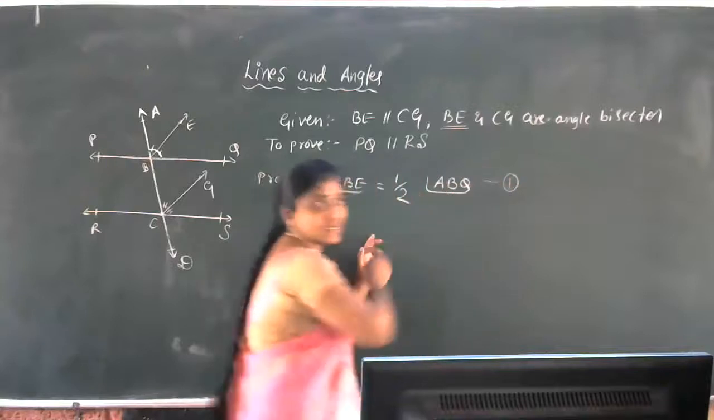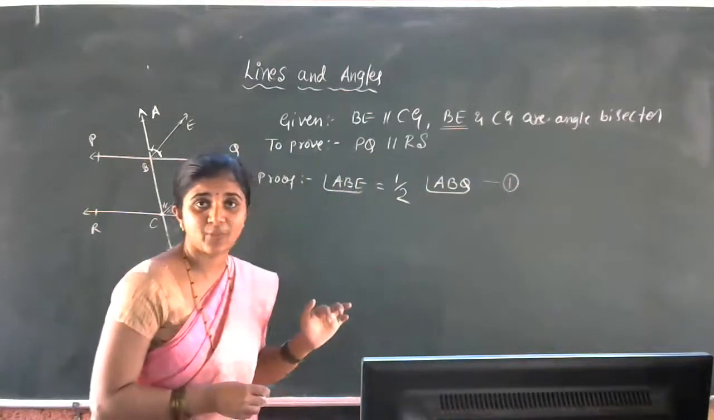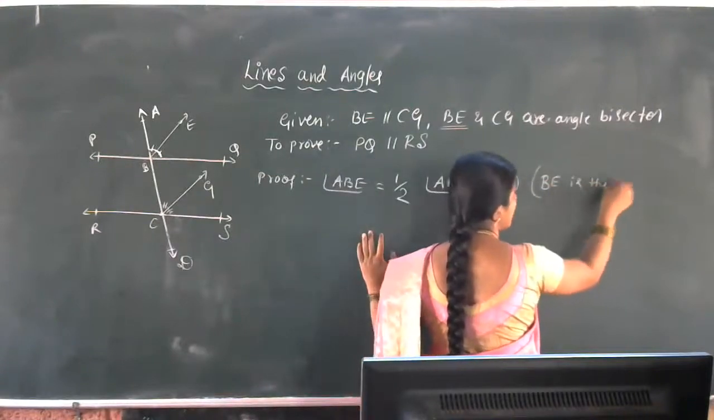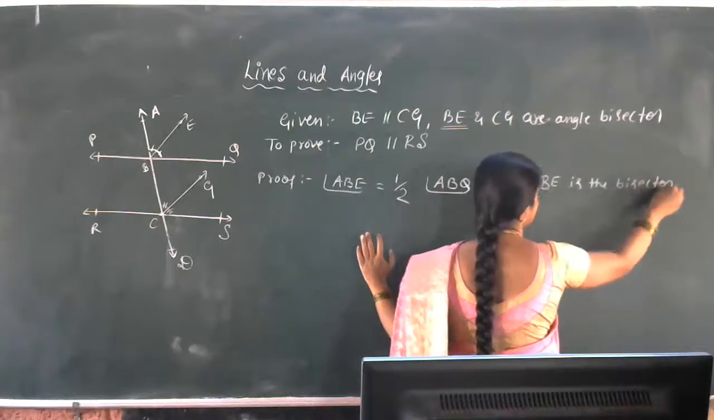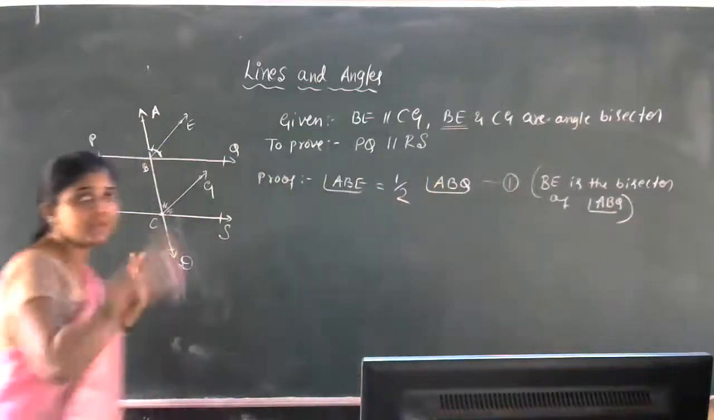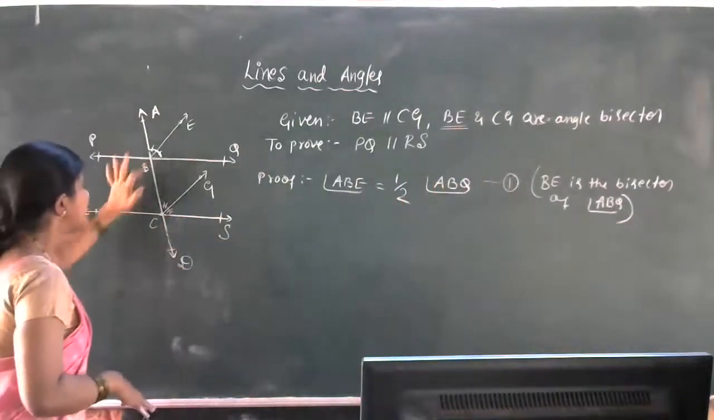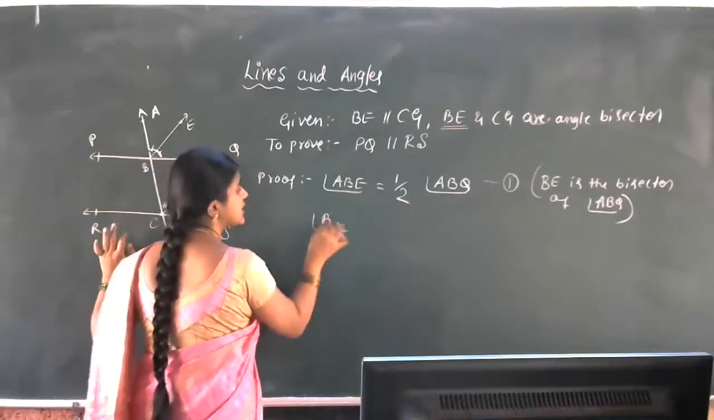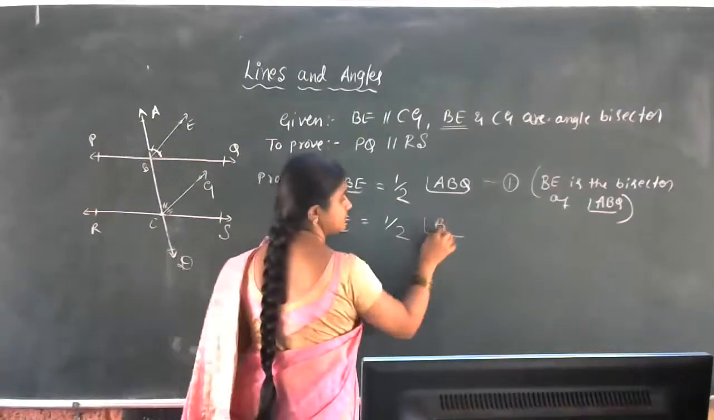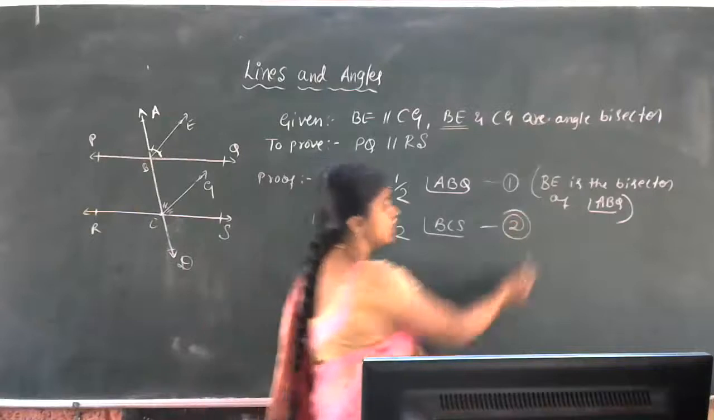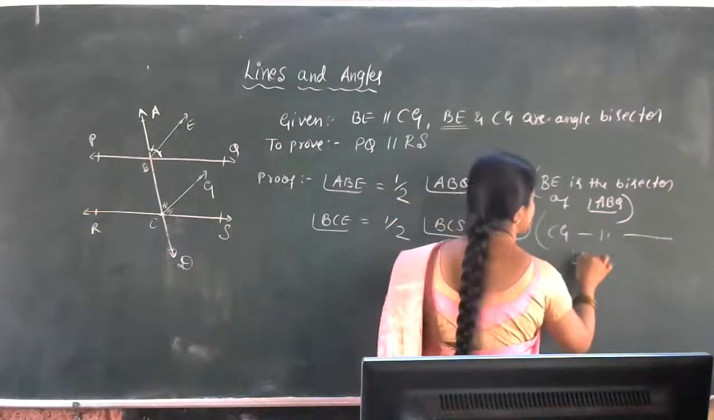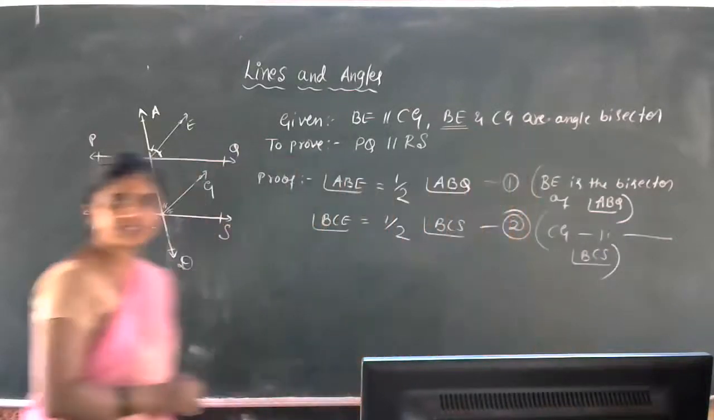Consider this as equation number 1. Is that clear, students? What reason do we have to write? BE is the bisector of angle ABQ. This is the first equation. Now, similarly, take the second equation. Angle BCG is equal to half of angle BCS. Call this equation 2. What is the reason? CG is the angle bisector of total angle BCS. Is that clear, students?